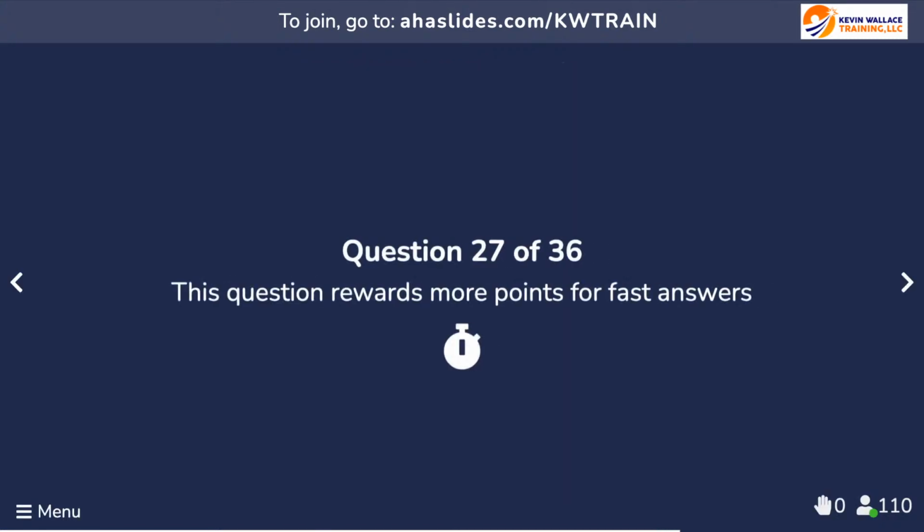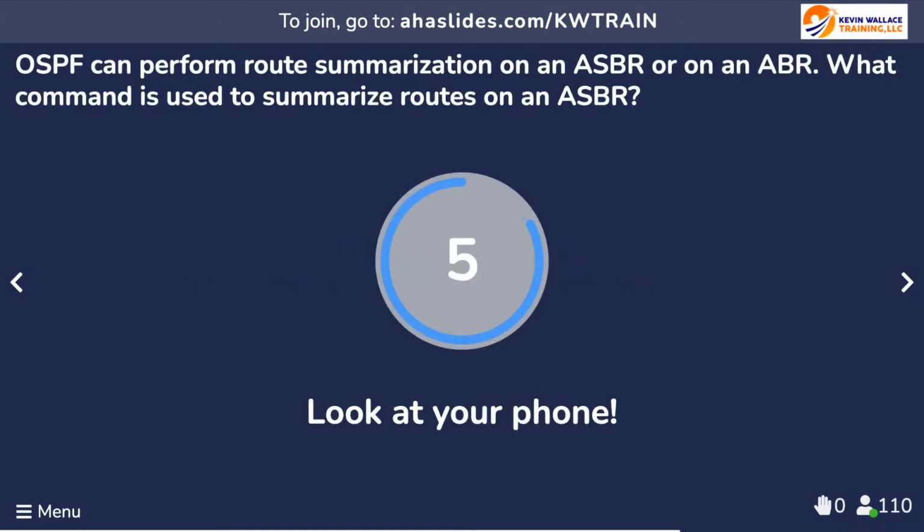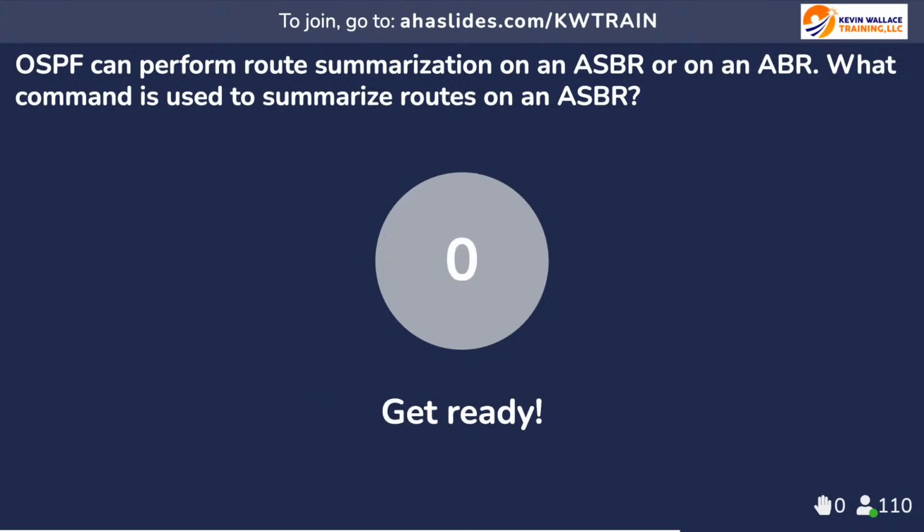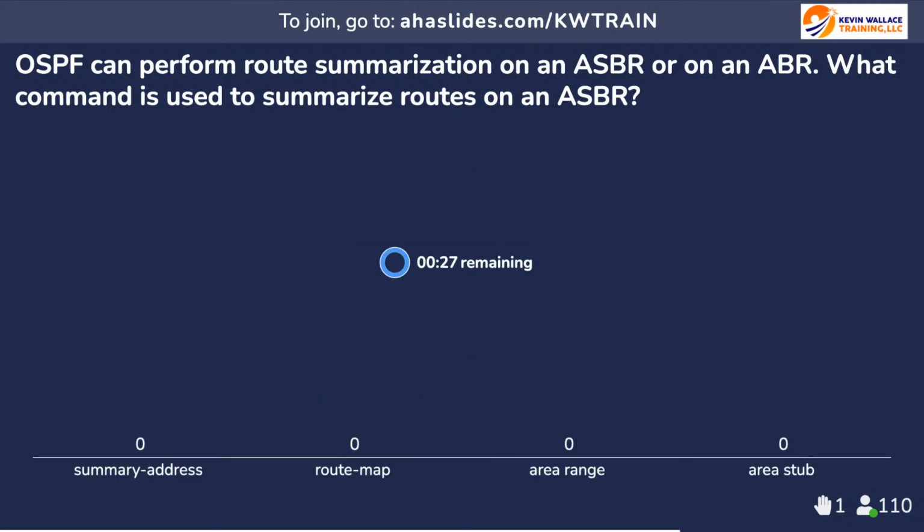And on to question number 27. OSPF can perform route summarization on an ASBR or an ABR. What command is used to summarize routes on an ASBR? Summary-address, route-map, area range, or area stub.